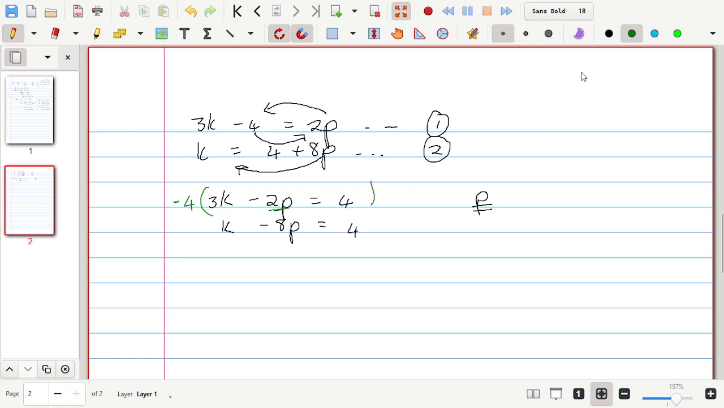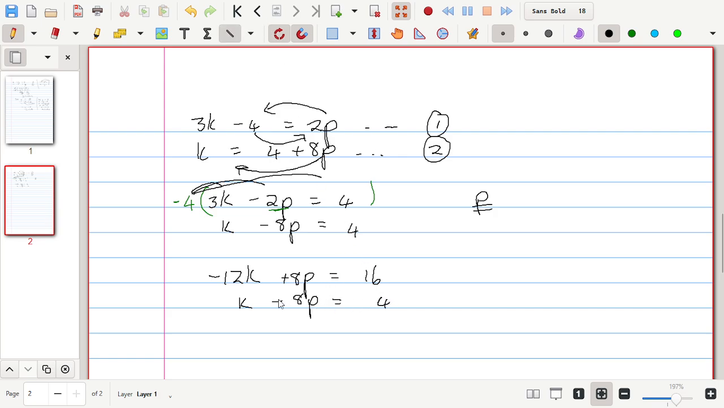So let's see what this is going to produce. Minus 4 times 3, that's going to give us minus 12k. Minus 4 times minus 2p, that's going to give us positive 8p. This is equal to minus 4 times 4, that's going to give us 16. We did not touch the second equation, so that remains as it is. k minus 8p is equal to 4.